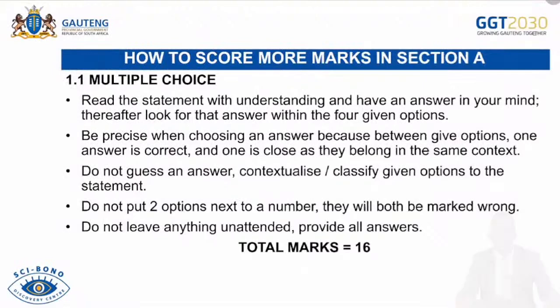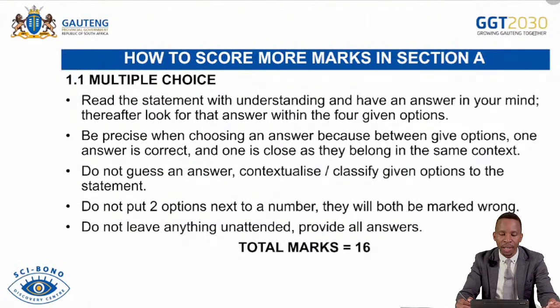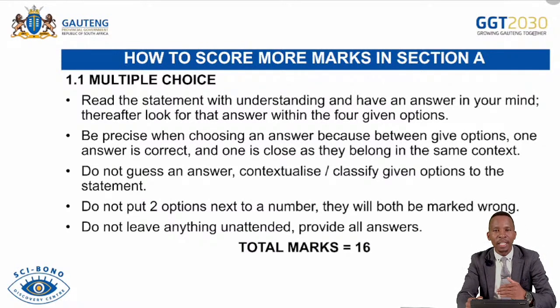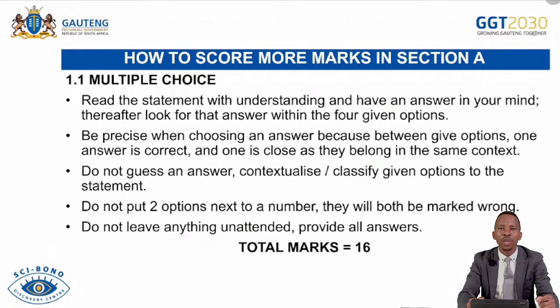And then this is the strategy on how you can score more marks in section A. Multiple choice firstly. You need to read your statement with understanding and have an answer in your mind. Thereafter, you can look for that answer within the given options. As you read the statement to understand, try to provoke your mind to give you the answer before you look for the option. If you can do that, it will be very easy for you to simply go down and grab the correct answer. But if you simply look for the option without understanding the statement, you will be choosing the wrong answer and you forfeit marks in there.